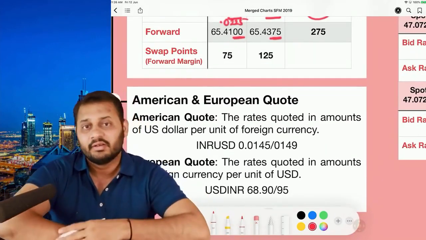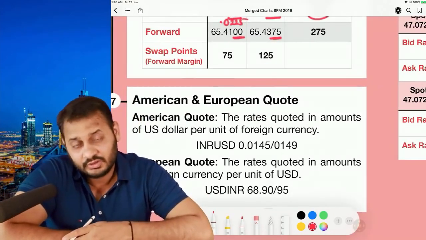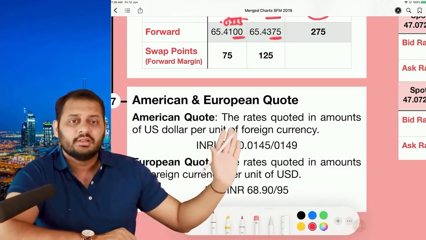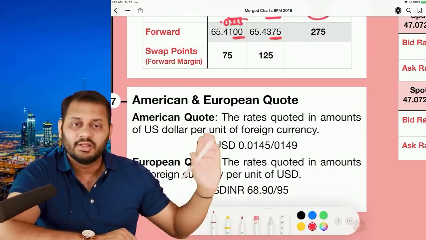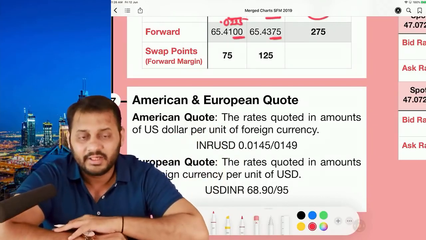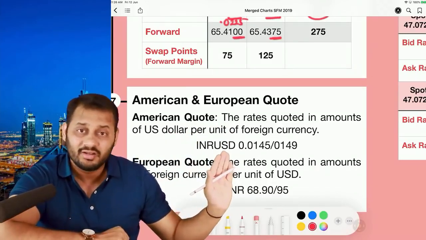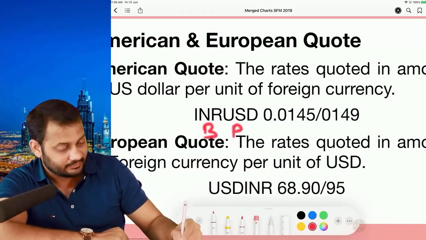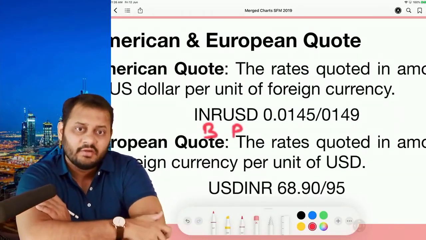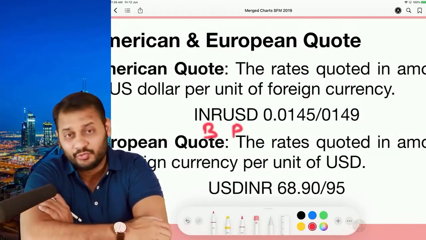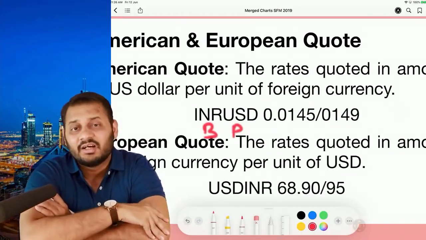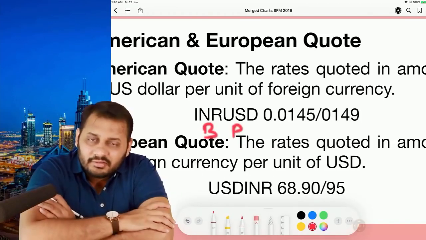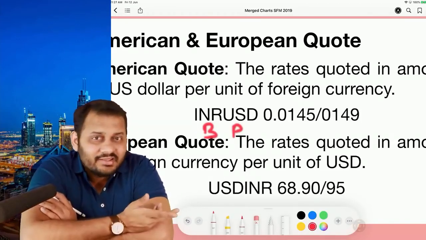Then comes the American and European quote. Now, what is American quote and European quote? This is just for the purpose of understanding. The rates quoted in amounts of dollar per unit of foreign currency. It means wherever the dollar is the price currency. This is base, this is price, or you can say counter. When the dollar, US dollar, is the price currency, it is called American quote. When INR is the price currency, we call it an Indian quote.